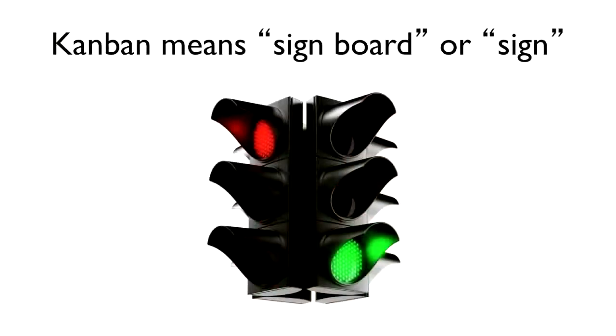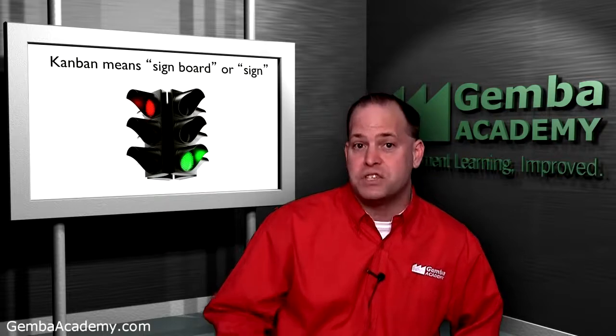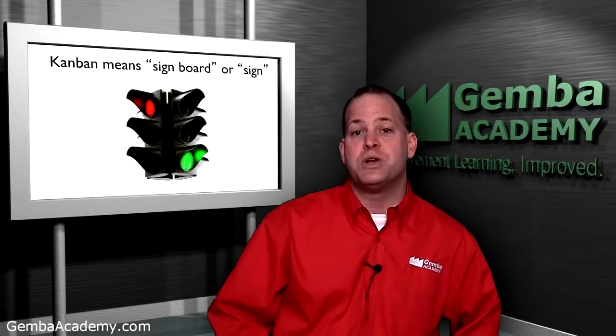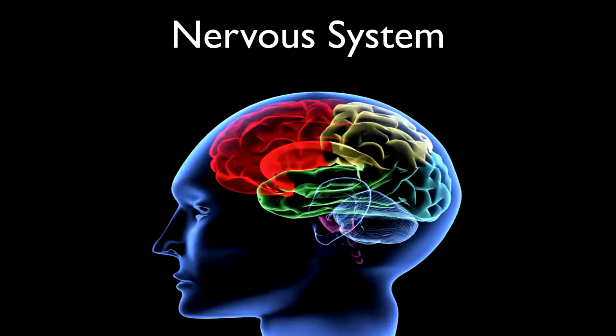Well, Kanban is a Japanese word that literally means signboard or sign. In the context of production control, Kanban refers to the visual signals that authorize the production or movement of items. Now, Kanban are sometimes referred to as the nervous system of a lean production system.